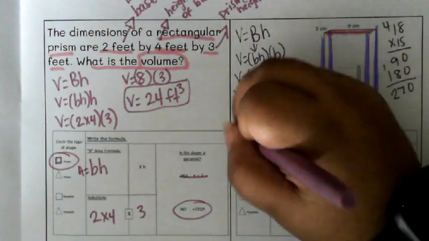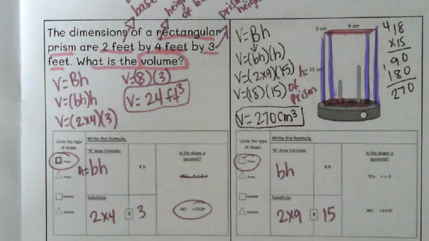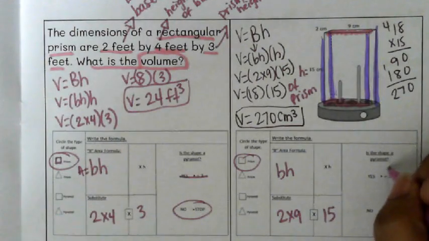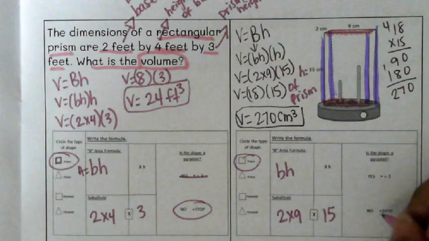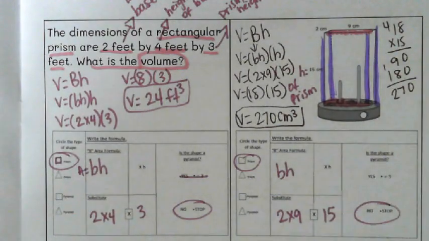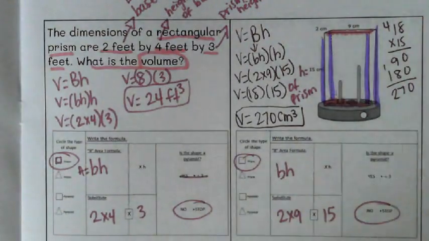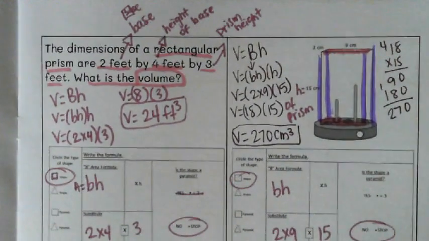Okay? All right. So again, is the shape a pyramid? It's not, so we are not going to do anything else. We're going to stop. That is our final answer. Okay, pause if you need to. Okay, and we're going to move on to the third example.